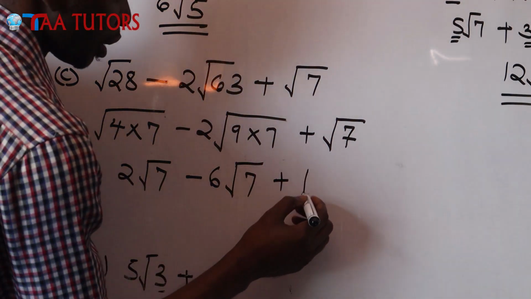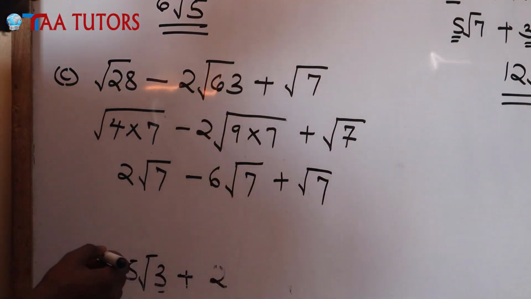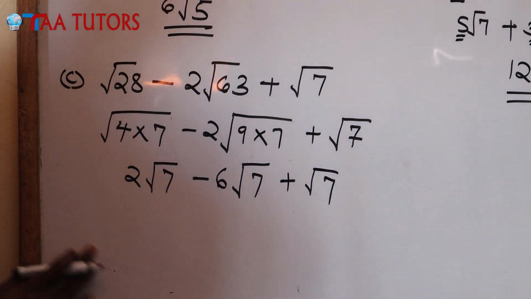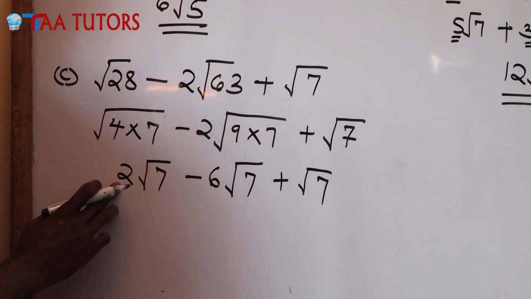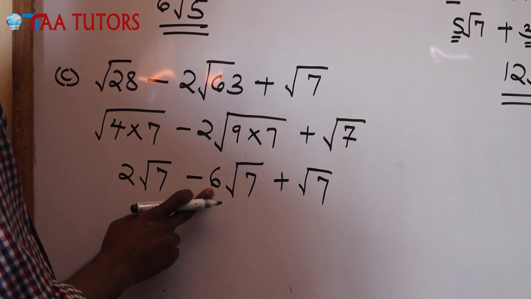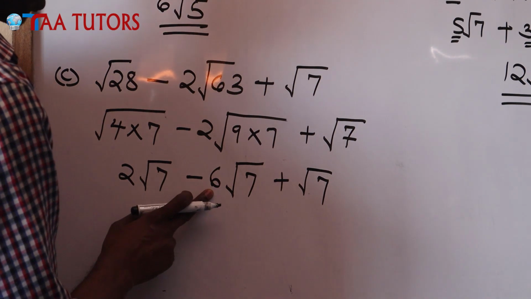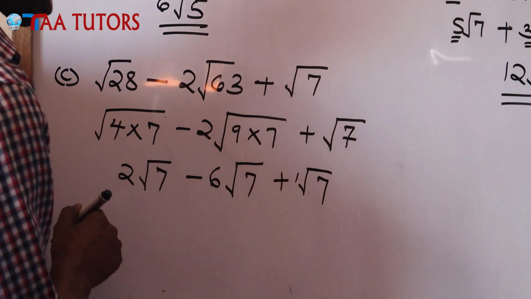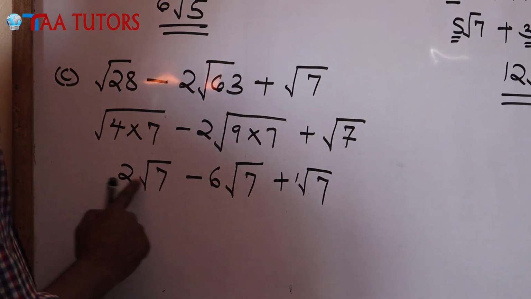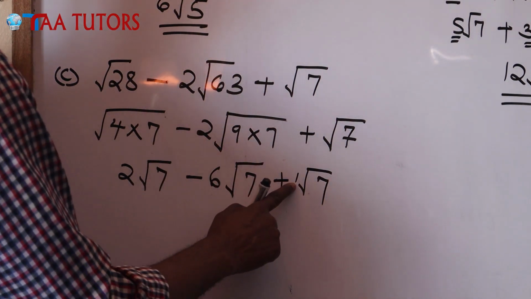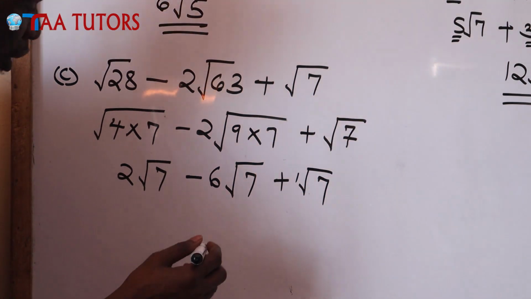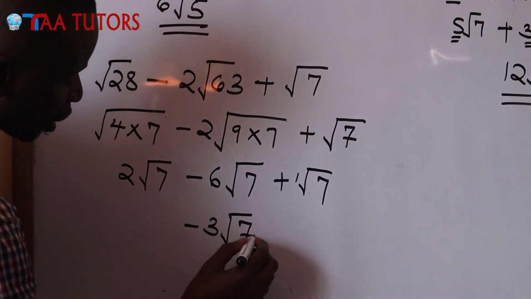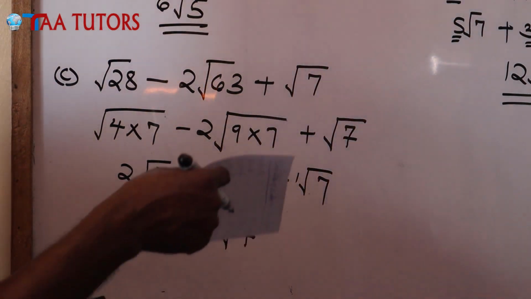Then finally, surd 7. So if we do this work, we know that 2 minus 6 is negative 4. Negative 4 plus 1, because I said if it is surd 7, then there must be a silent 1 there. So we can say 2 plus 1 is 3. 3 minus 6 will be negative 3. So we have negative 3 surd 7 here as the answer.